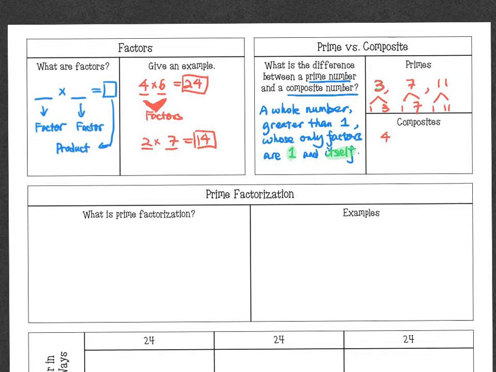Composites are a lot of numbers. All the even numbers are composites because you have 2 out there already. 2 times 2, 2 times 3. I can have 10, 2 times 5, right?